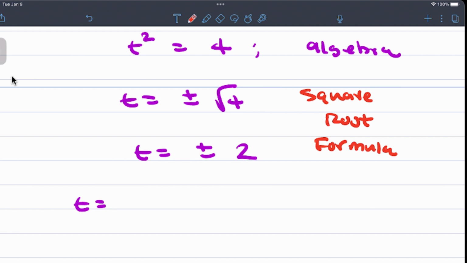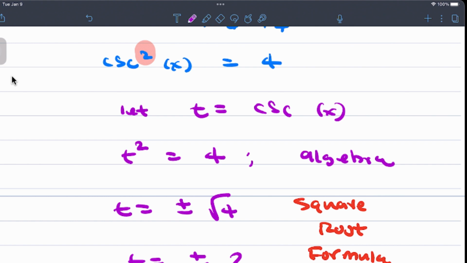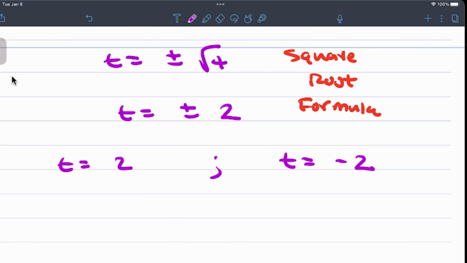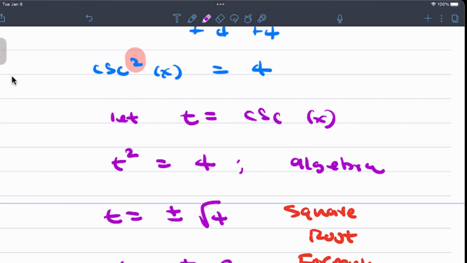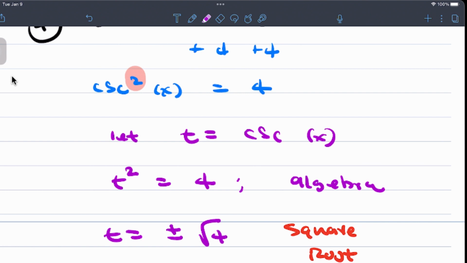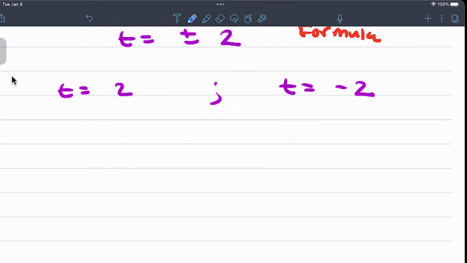So that means t again, in one case it's going to be what? Positive, and the other case it's going to be what? Negative. Okay. All right, folks. Now let's see what happens here. What was t? Wasn't t cosecant? So we're going to say cosecant is 2 and cosecant is negative 2.